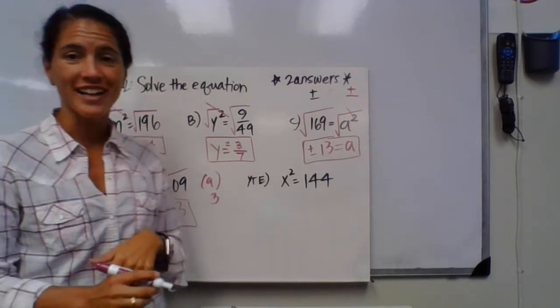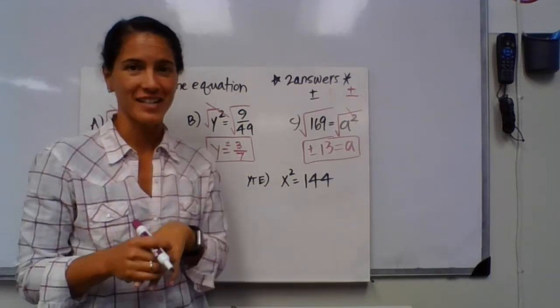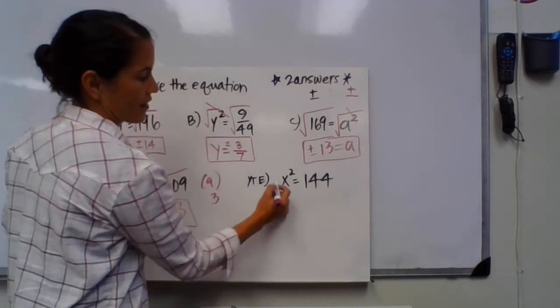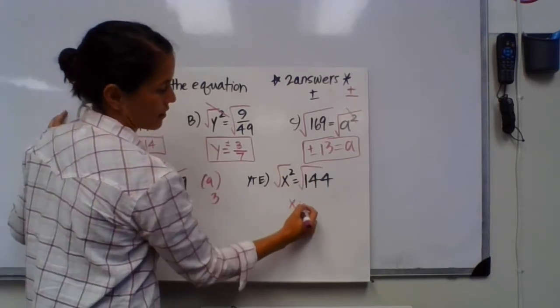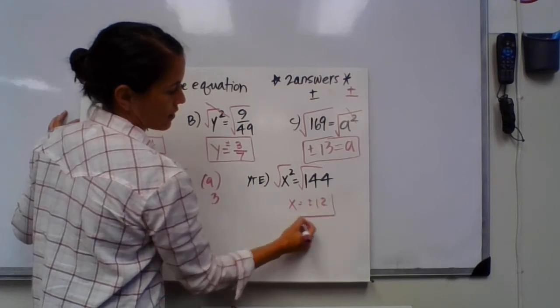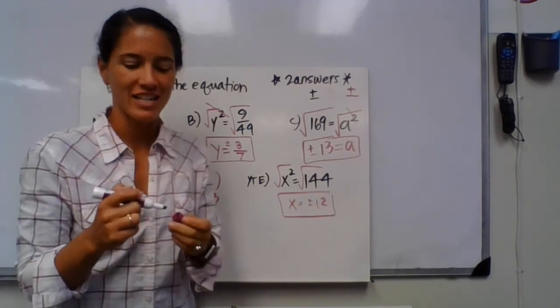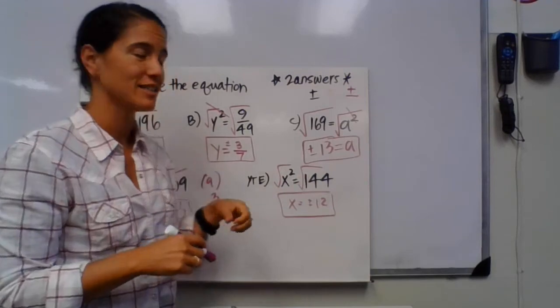All right, you try E, pause it, and then press play when you're ready. All right, correct answer is positive and negative 12. You take the square root of both sides.